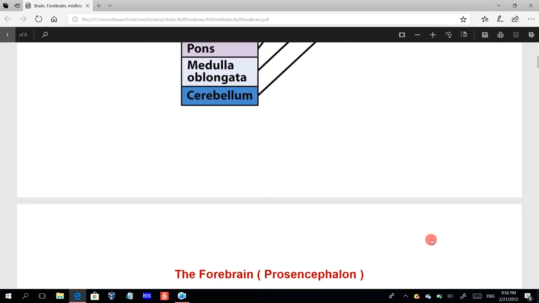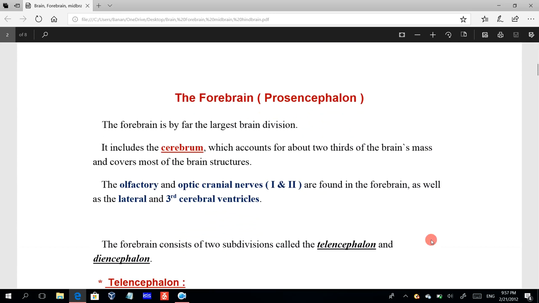Now we will start with the forebrain, which is also called prosencephalon. The forebrain is by far the largest brain division. And it includes the cerebrum, المخ, which accounts for about two-thirds of the brain's mass, ثلثين كتلة الدماغ, and covers most of the brain structures.